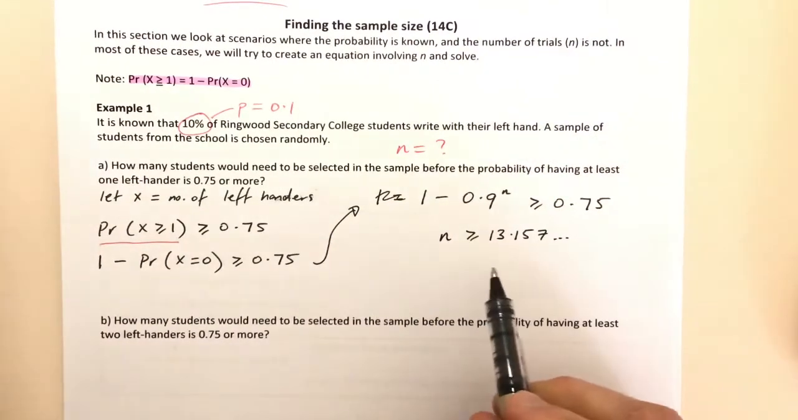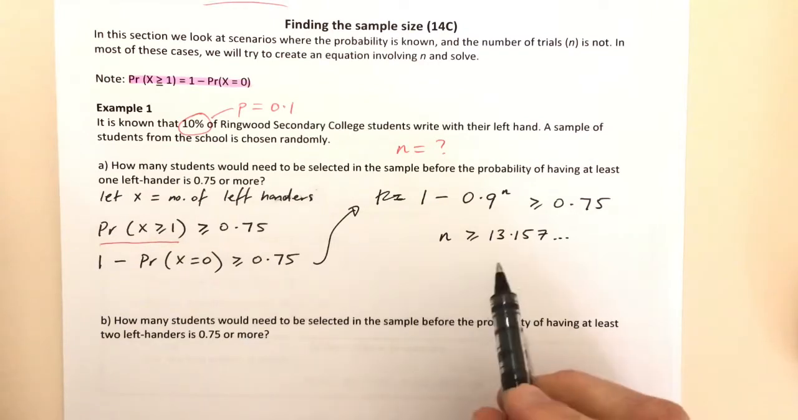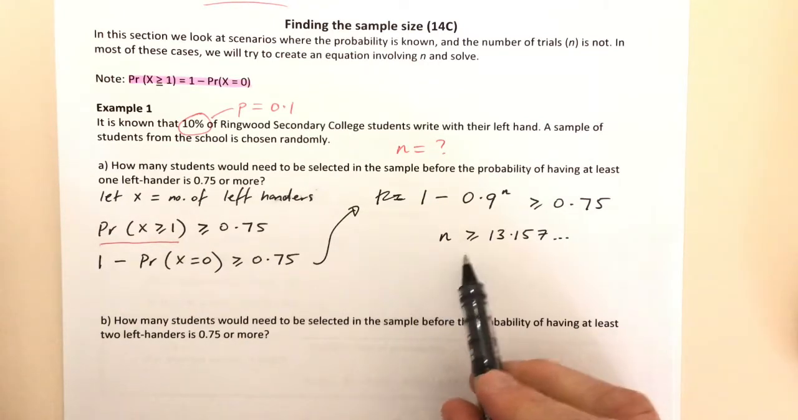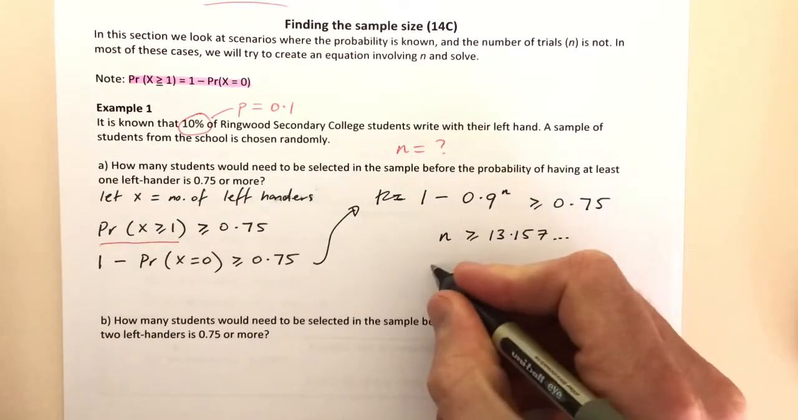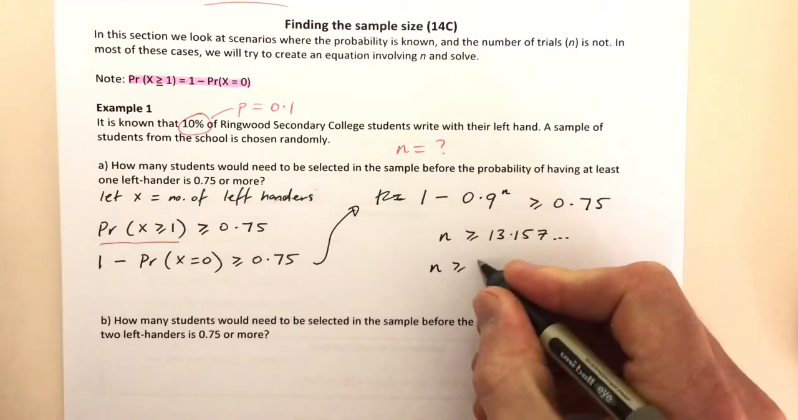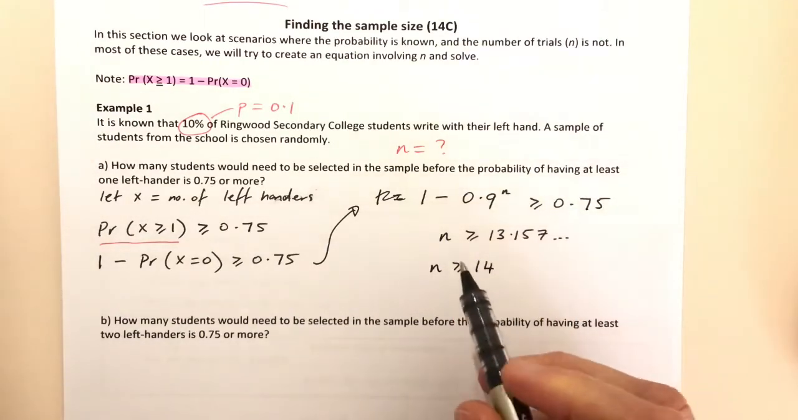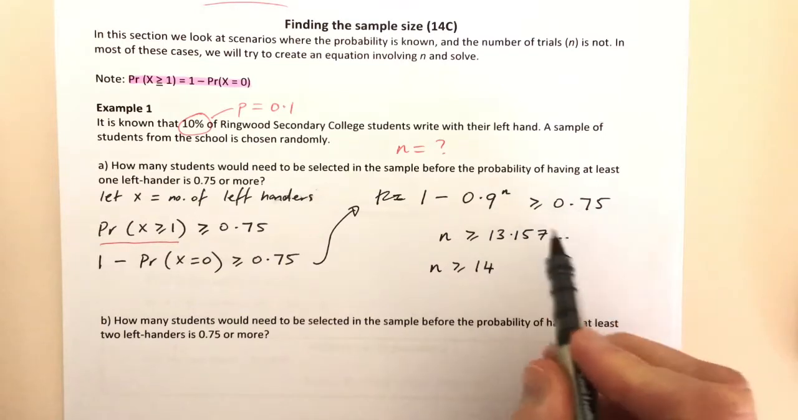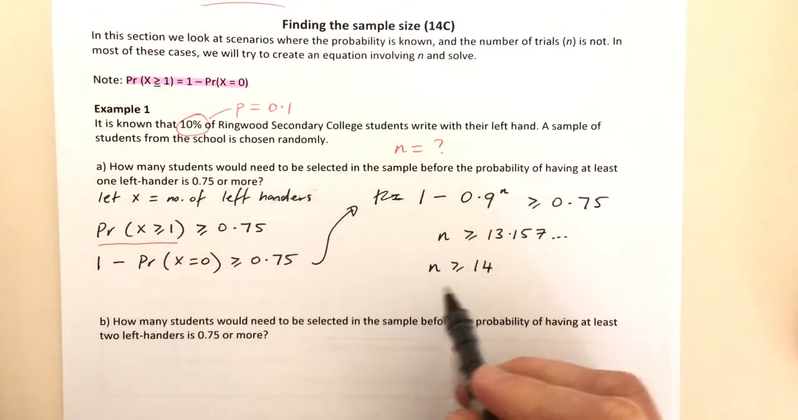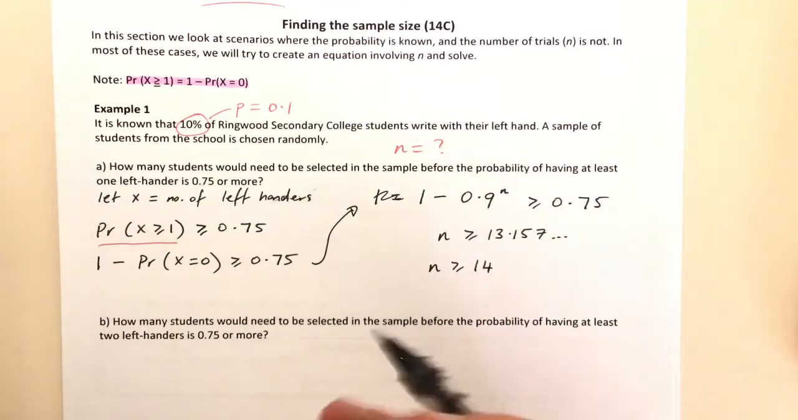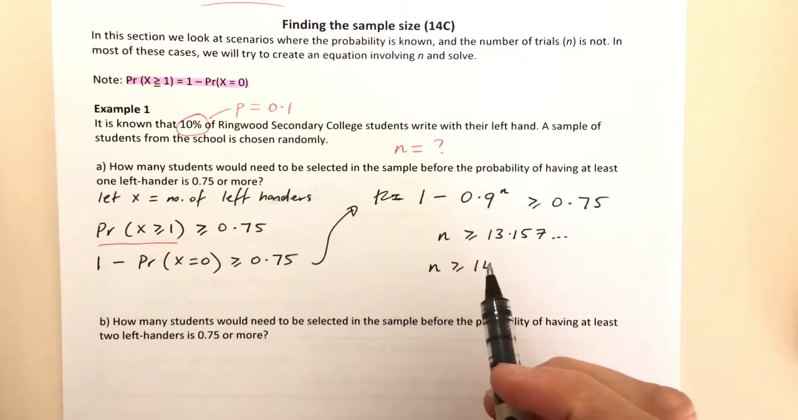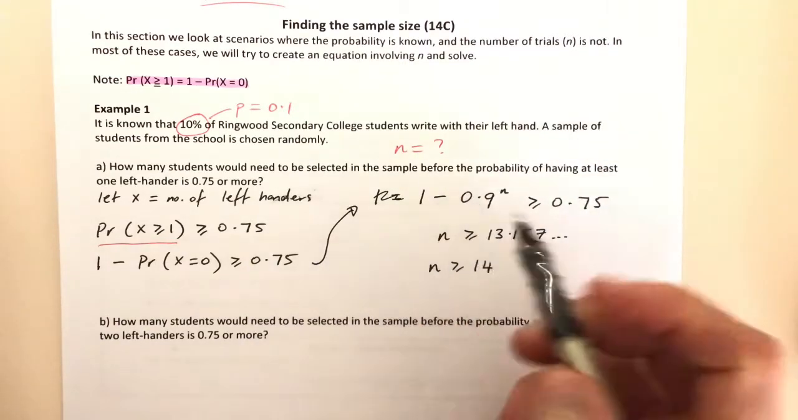We can't go and interview 13.157 people, so n needs to be a whole number, which means for n to be greater than or equal to 13.15, it actually needs to be n is greater than or equal to 14, because if n was 13, our probability wouldn't quite be high enough. So this is a situation where you actually have to go up to the next whole number. It's not rounding to the nearest number. And so I guess to answer the question, well, how many would need to be in the sample?